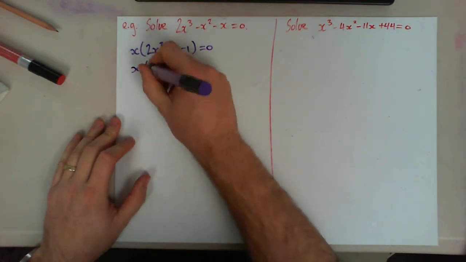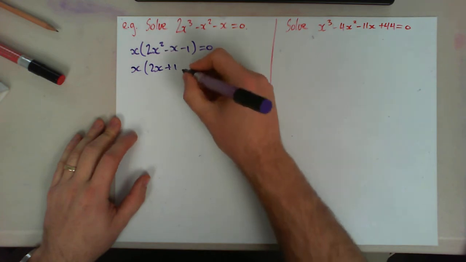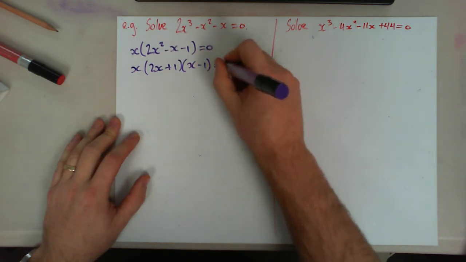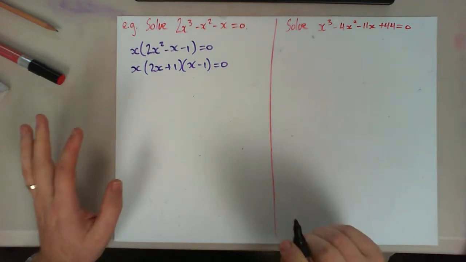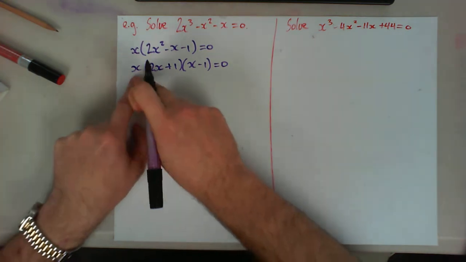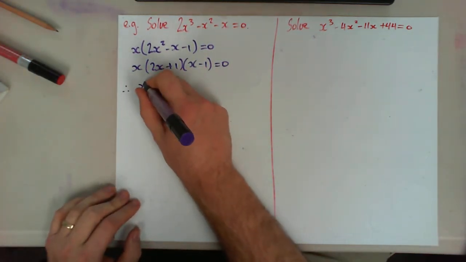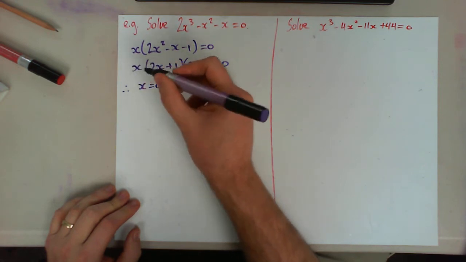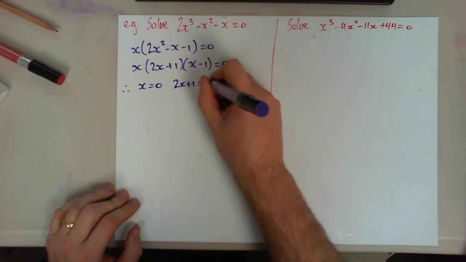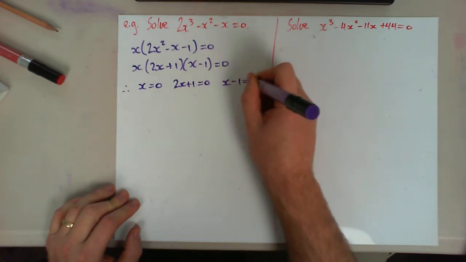Using any of the methods available to us, we can factorize it to be (2x + 1)(x − 1) equaling 0. Now we can do the null factor law. What's really important is we don't forget about this x here. That's still one of the three factors that we've got. So we say, therefore, x = 0, or 2x + 1 = 0, or x − 1 = 0.